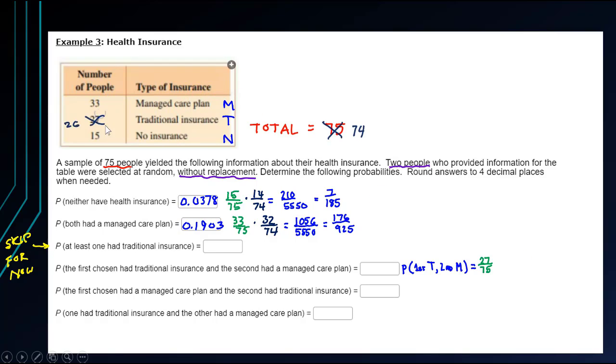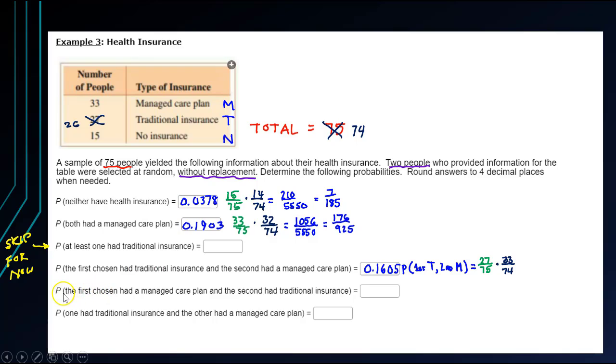And now, technically that's going away. I have 26 of those left, and I have 74 in total left over. But the second one I'm picking is managed care plan. That's an M. And so that's going to be 33 out of 74. And that's going to be 0.1605.